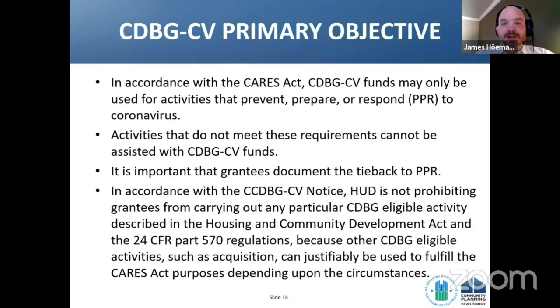So primary objectives that exist. Again, you're probably going to hear this a lot. I feel like we've probably said this millions of times over the last almost 2 years now, but that prepare, prevent, respond for that, that is crucial for those activities. It's also crucial for your 2019 and 2020 funds that you use.